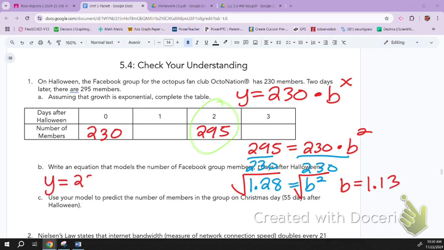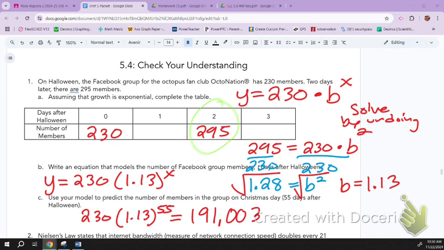Y equals 230 times 1.13 to the power of X. So if you have the A value, that's great. If you have another point, you can solve by undoing. We did this last unit. Solve by undoing. Now let's use the equation. I'll give you a minute. Use the equation with your group for part C.